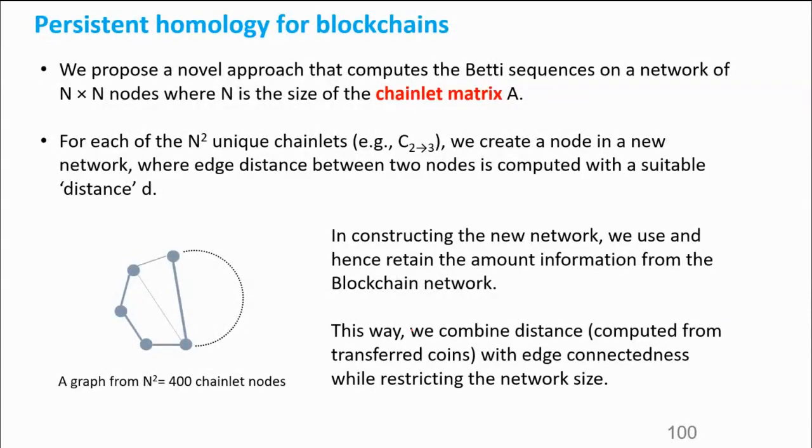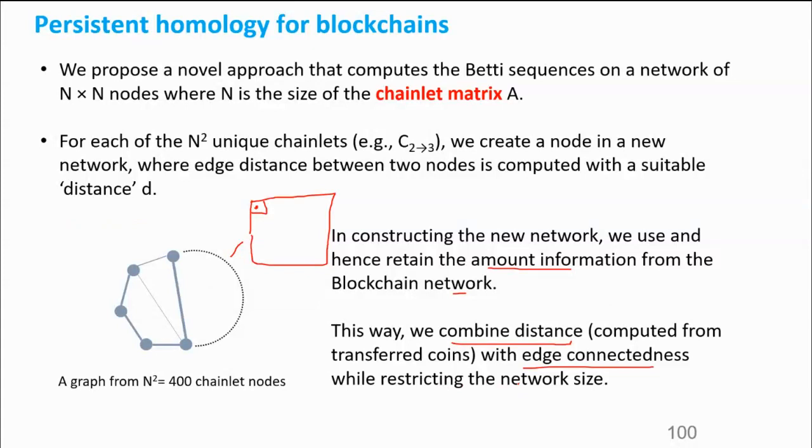For each of the unique chainlets, we create a node in a new network, where edge distances between 2 nodes is computed with a suitable distance. So we are taking the Bitcoin network, we are creating a new chainlet matrix out of them, where each one is a node itself. When constructing the new network, we use and retain the amount information from the blockchain network. In this way, we actually combine distance with edge connectedness while restricting the network size.